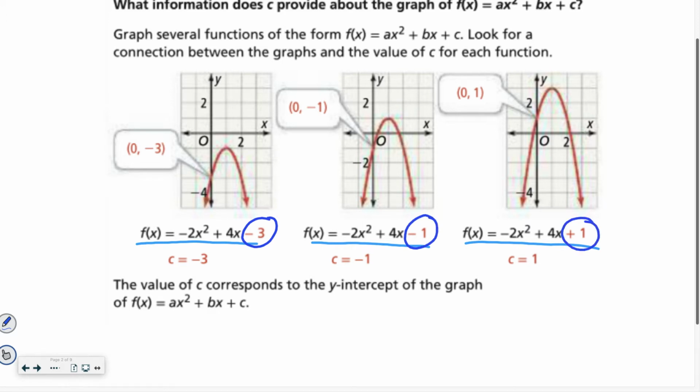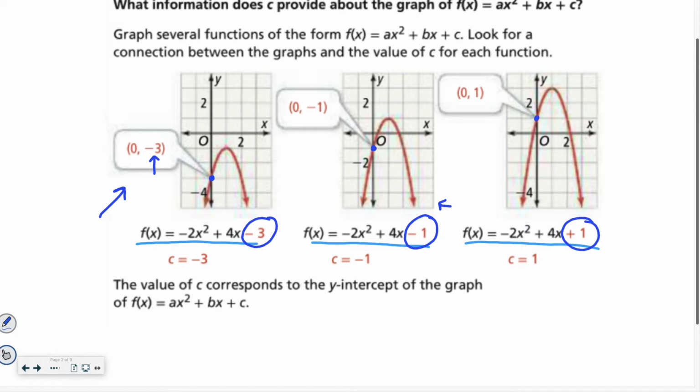All right. So in this first graph over here, we have -3 as our c value. And notice that the parabola crosses the y-axis at -3. Okay, the next one, in the middle, we have -1, and it crosses the y-axis at -1. In our last graph, you can see we have c is +1. It crosses the y-axis at +1. Okay, so whatever c is, that tells you what your y-intercept is for the graph.